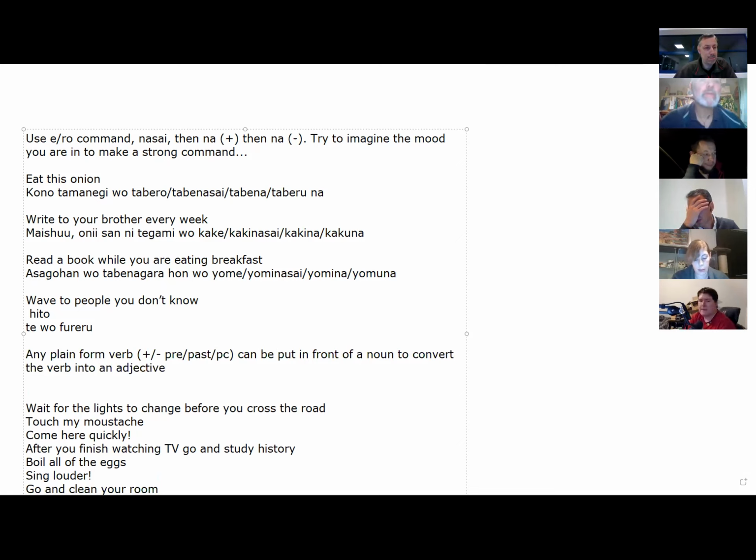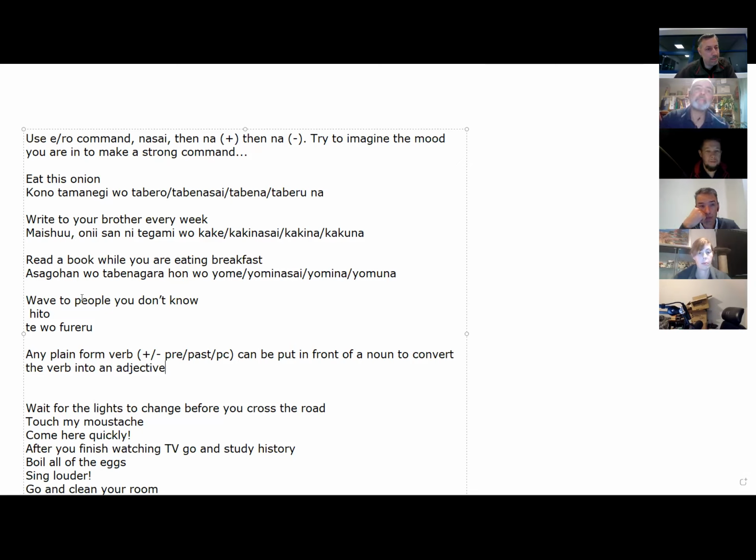For example, suru shigoto desu. This means the work that I will do. Suru, I'll do, I will do. Shigoto, work. Desu, it is. This is the work that I will do. Suru shigoto desu. Good. Let's see how that helps me here, though.